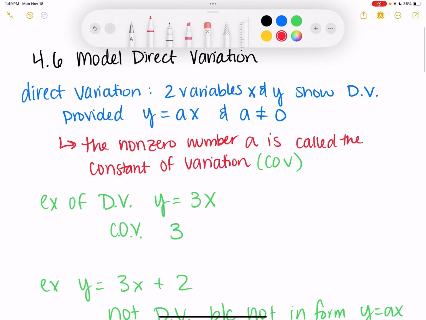Direct variation equation is y equals ax. If I'm given x and y, I need to solve for a.